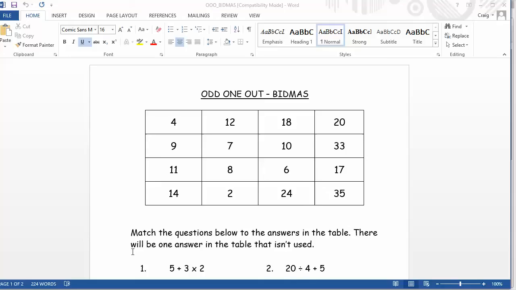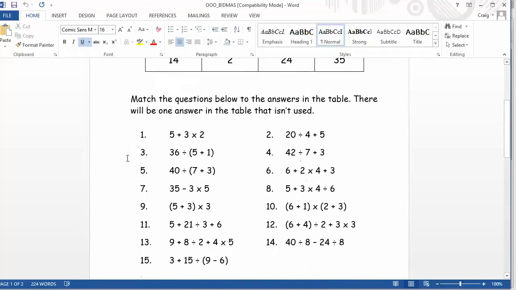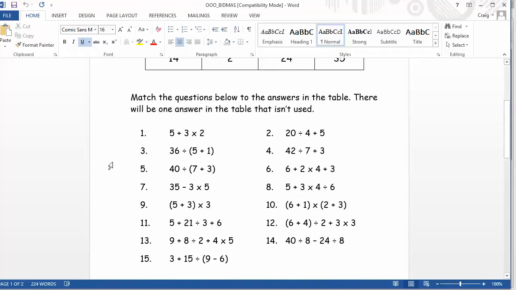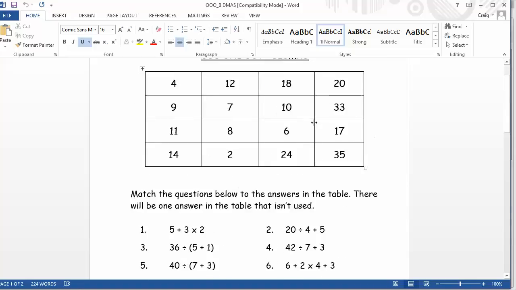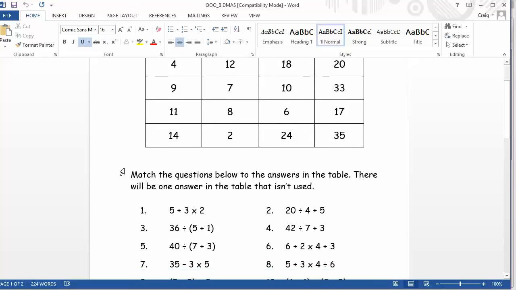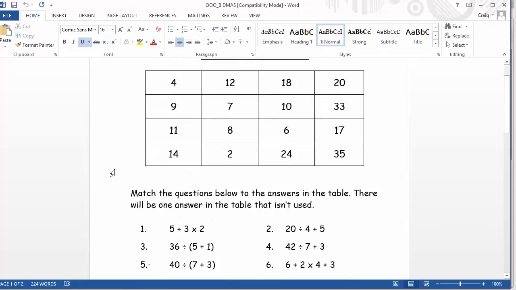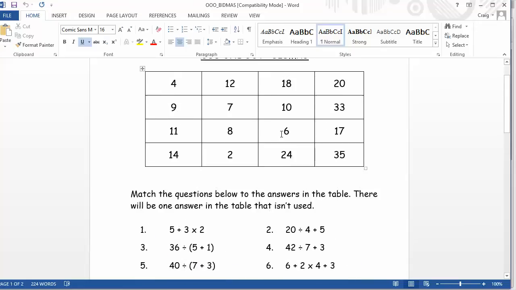If I go into BIDMAS, you get a grid here, and if my maths is right, there are 16 numbers in that grid, and there are 15 questions. The deal is that the students have to work out the answer to those 15 questions and match them up to those 16 answers. And of course, that will leave one answer remaining. The beauty of that is, if the kids have done it right, everyone will have the same answer that's not been assigned to a question. So it's kind of self-checking in that sense.